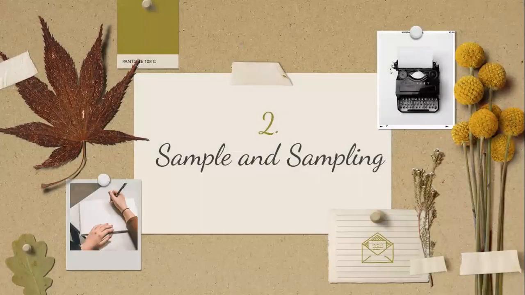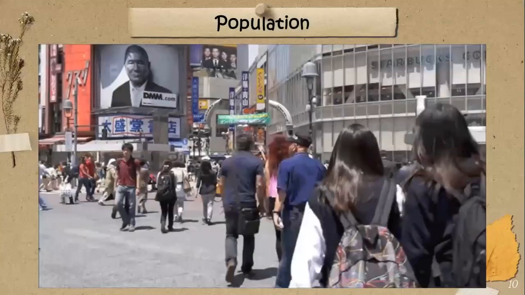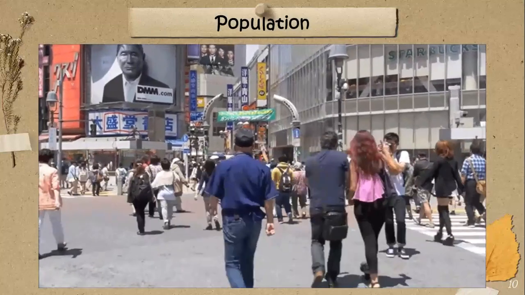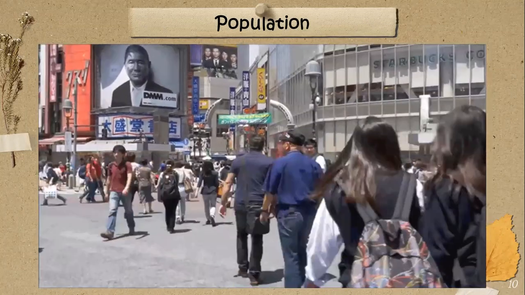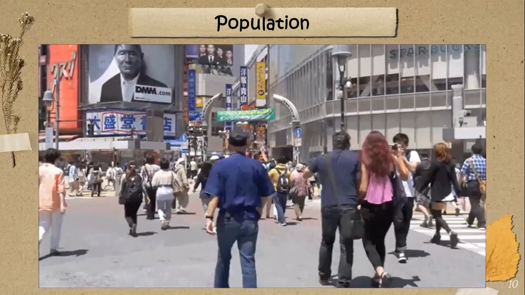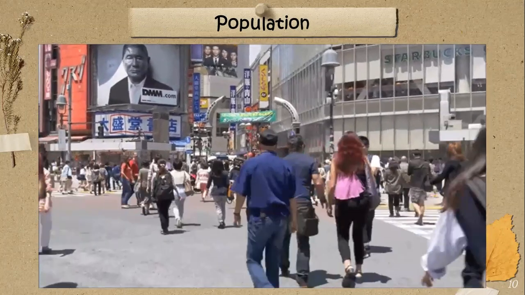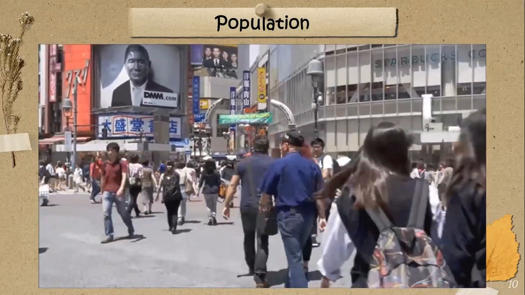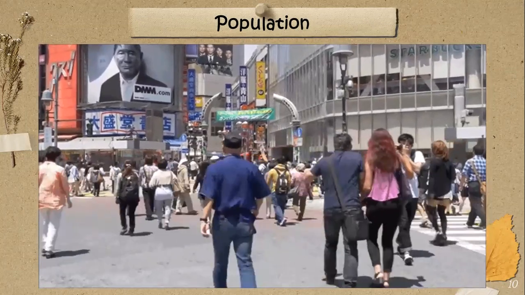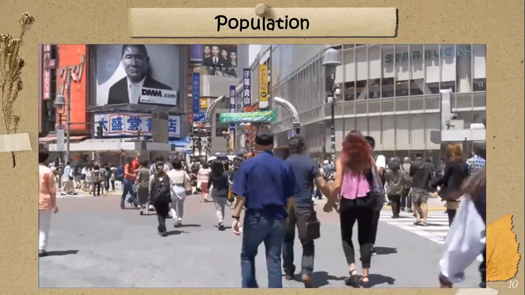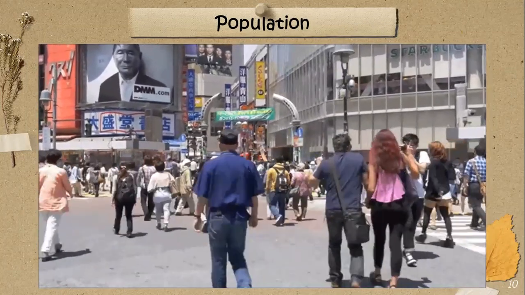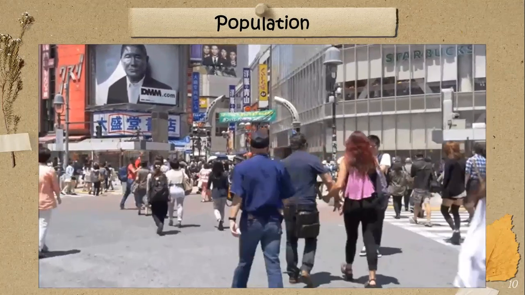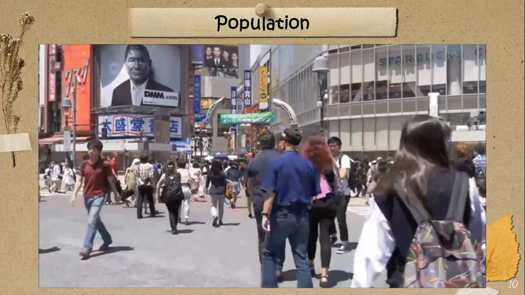Okay, the second one, we have the sample and sampling. Population is an infinite collection of individuals or objects with specified class or characteristics under consideration. Since it's infinite, observing the entire population can be difficult due to physical limitations, like money, time, and other resources. And what should we do then?